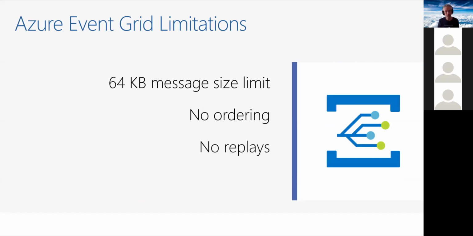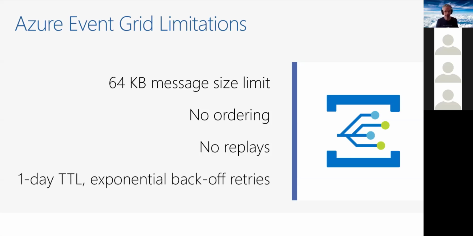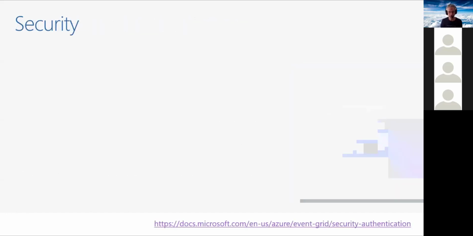There's no ability to replay events. So for event sourcing, probably this is not the solution for that. And I mentioned already about the one-day time to live. If you can't publish within 24 hours, there is the ability to enable a dead letter queue, so you can still persist those events that don't get delivered.